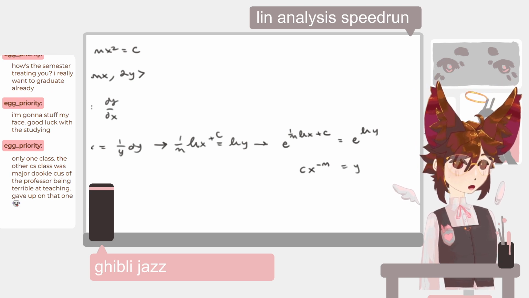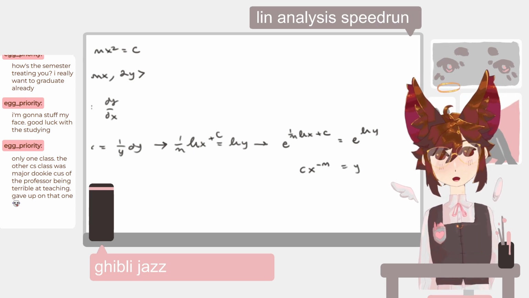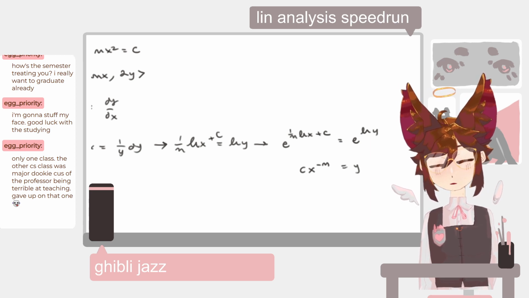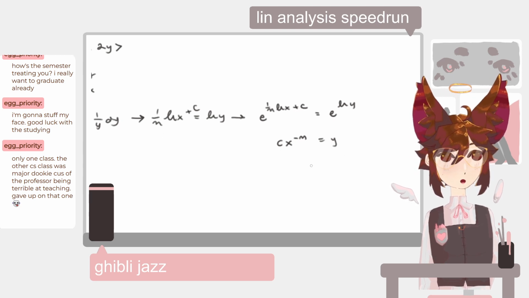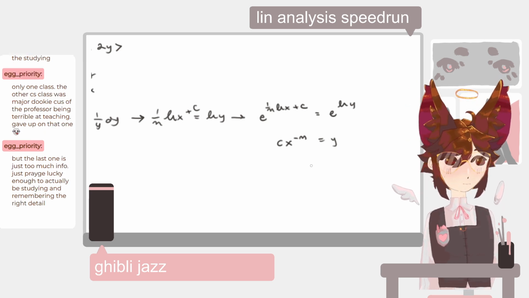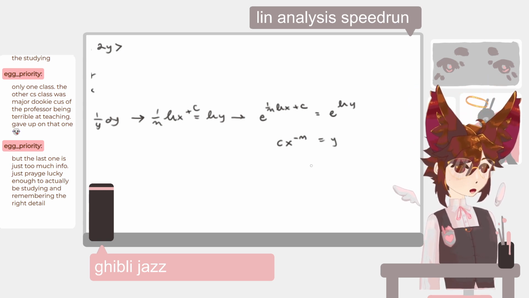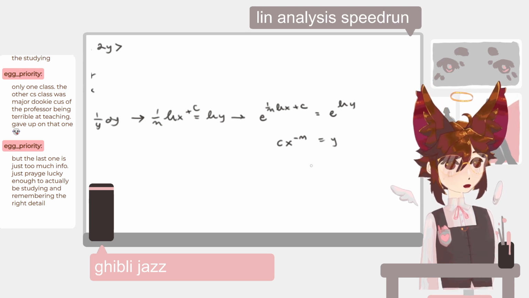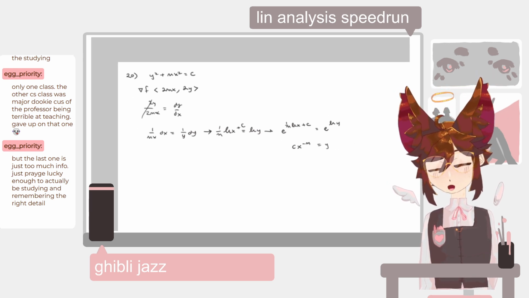Only one class. Yeah, this CS class is a major dud because the professor being terrible at teaching, I gave up on that one. Oh man, I hate it when professors are bad. My current professor, I like my physics professor, he's really good, but he was like, potential energy is the exact same thing as voltage, guys. And I was like, no, voltage is the difference in potential, but it's fine. The last one is just too much info. Just lucky enough to actually be studying and remembering the right detail. Oh no, that's the worst. That is actually so sad.